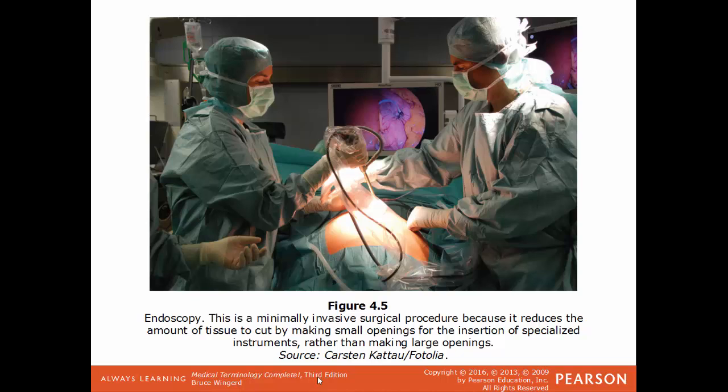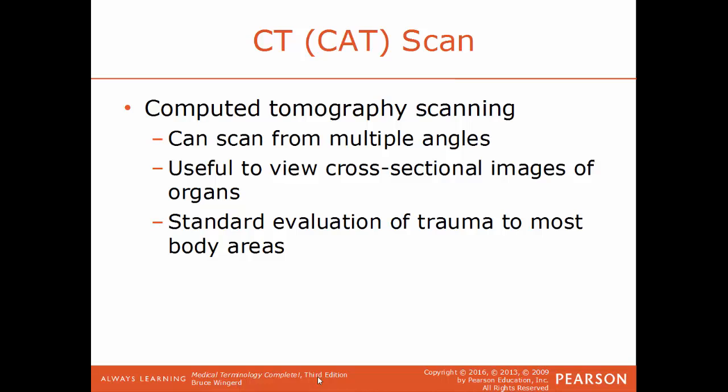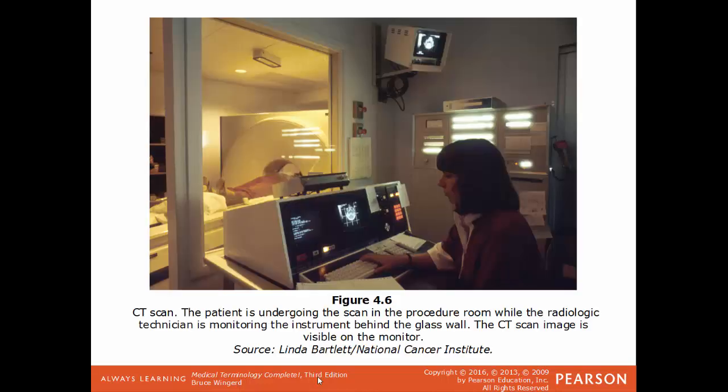This can be used to identify ulcers or surgically remove polyps, for example. In a CAT scan or CT scan, computed tomography scanning, what the CT stands for, this can scan from multiple angles all at the same time. It is useful when you're trying to view a cross-sectional image of organs. And this is a pretty standard evaluation used for trauma in most body areas. And this is how this would look, this patient going through a CT scan right here.